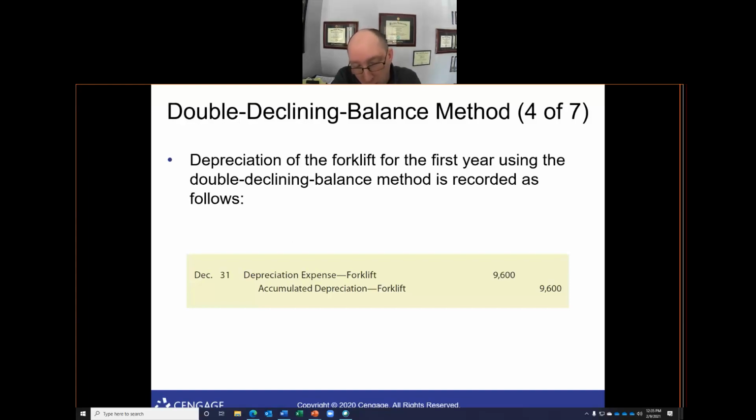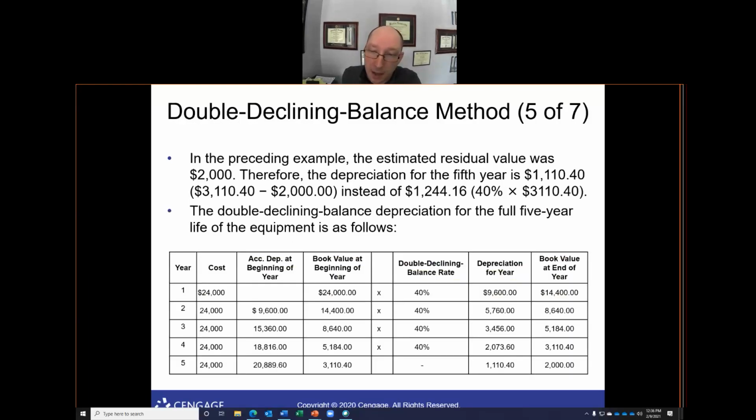It's all about following the steps. If you remember the steps and follow the steps, you will do very well with calculating depreciation for any method.